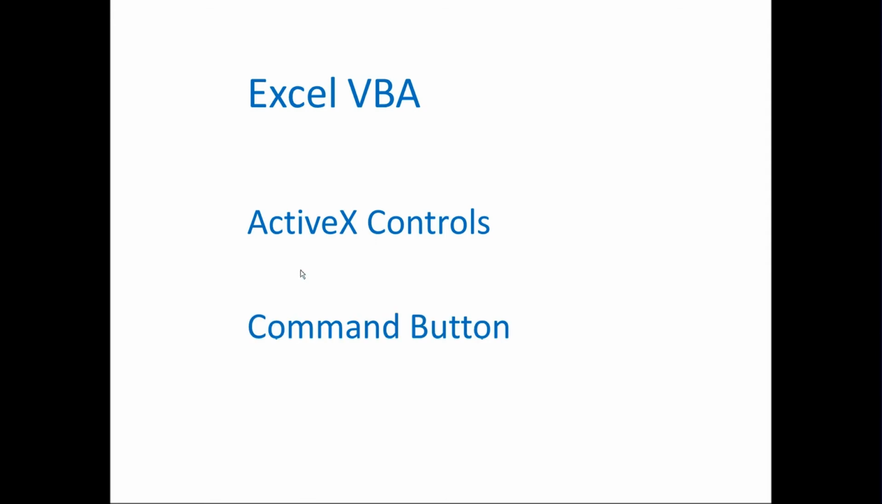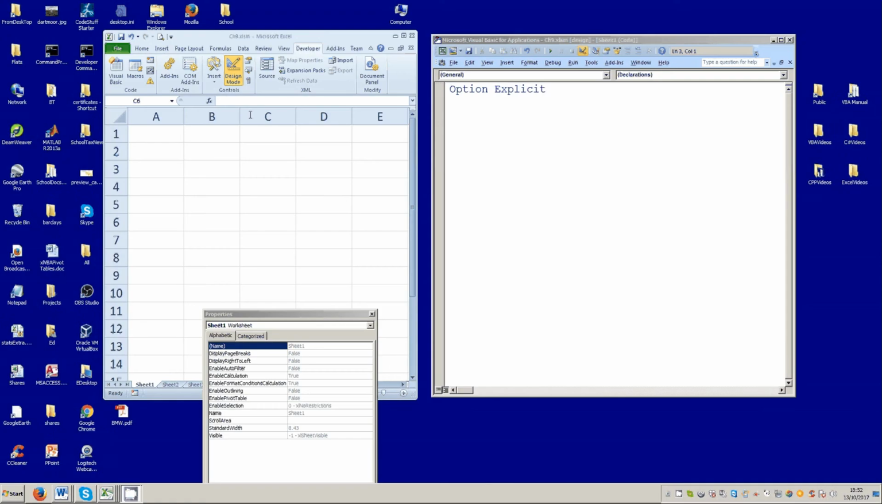This is Ed Robinson talking about Excel VBA, in particular ActiveX Controls. These are the things that we can put on spreadsheets, for example, command buttons, text boxes, and so on. We'll take a look at the command button, which we've already had a look at, but let's just have a look at a few other features.